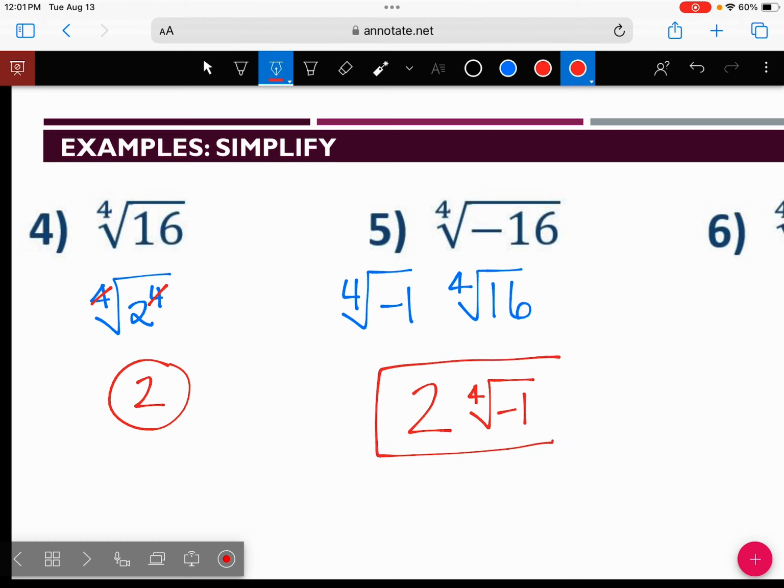We do not say that that is i. The square root of -1 is i. 4th root of -1, you got to take calculus or something like that. We're just going to leave it alone. We're not going to mess with it. It's just 2 times the 4th root of -1.